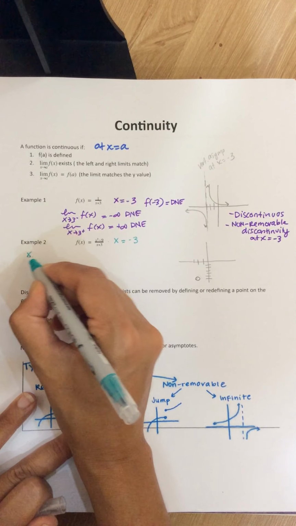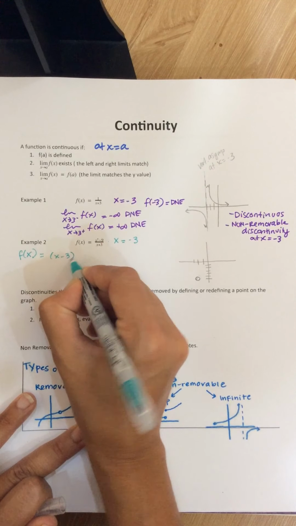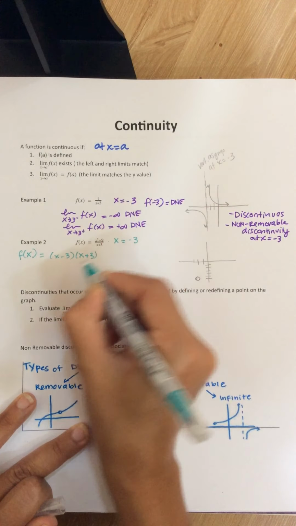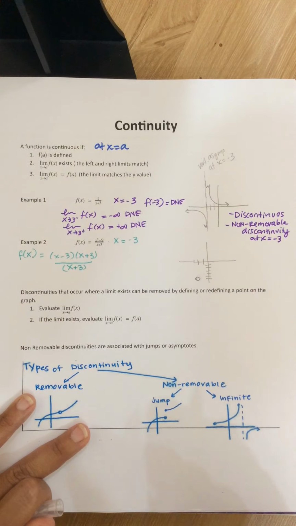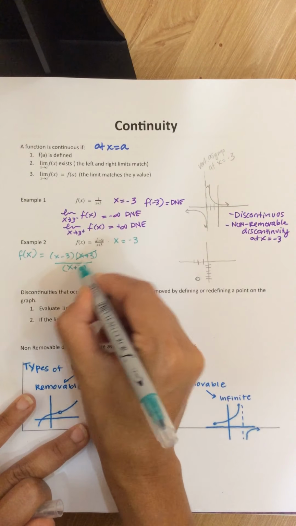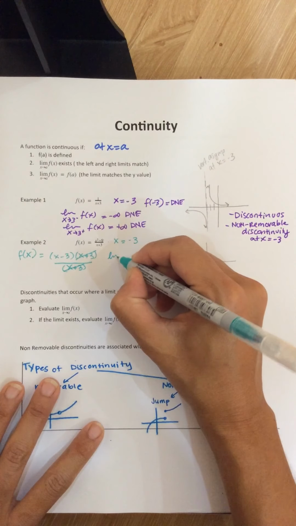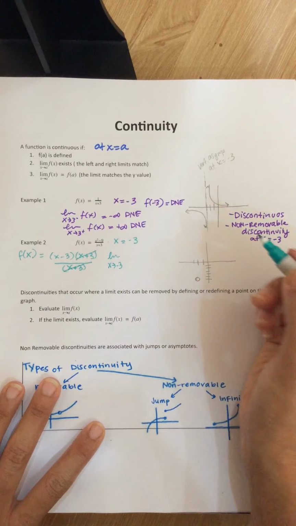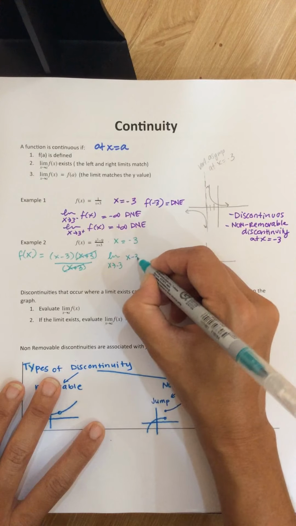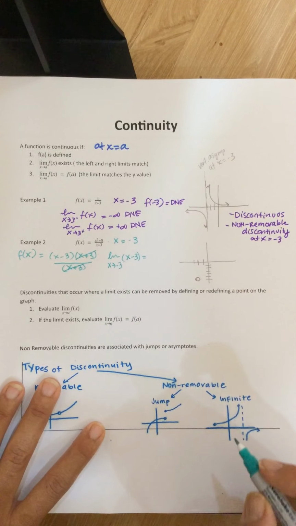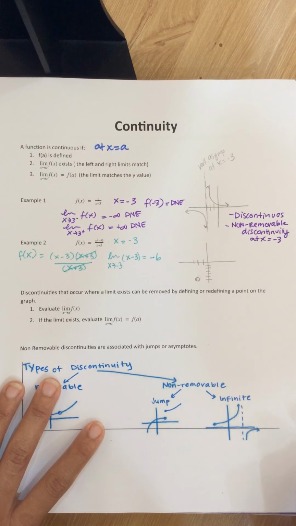I can rewrite this function, let's say f of x, as x minus 3 times x plus 3 over x plus 3, right? Why is that helpful? Well, now I can cancel these out. So now when I'm finding the limit as x approaches negative 3 of x minus 3, because it's all that's left, if I plug in negative 3, negative 3 minus 3 is negative 6, right? So it does have a value there.